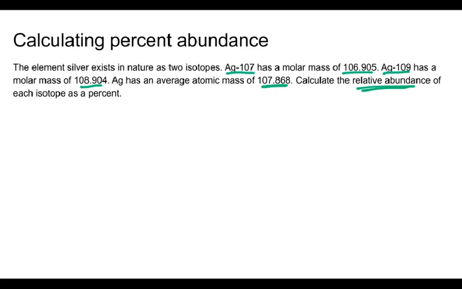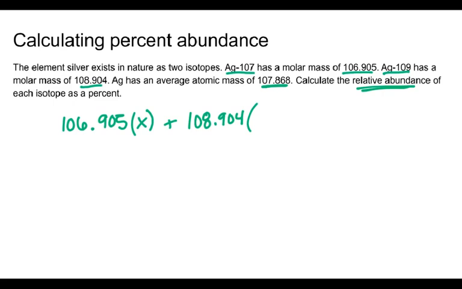So for silver 107, I'm going to use the mass of 106.905, and then I'm going to multiply that by its percent, but I don't have its percent. So when you don't have something in math, you use a variable, so I'm going to use x, and then plus the next mass, which was 108.904, and then times a percent. Well, I don't have 2 equations, so I can't really use y. I can't use a second variable, but I do have some information.